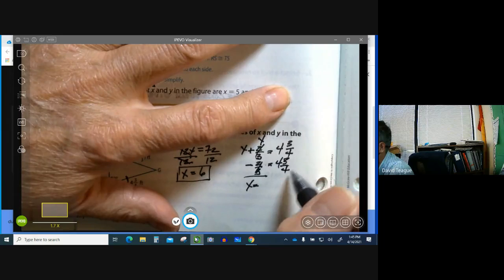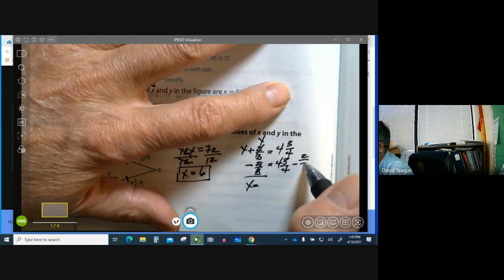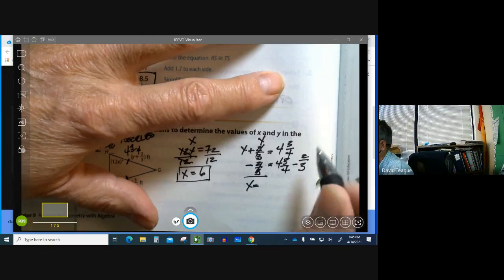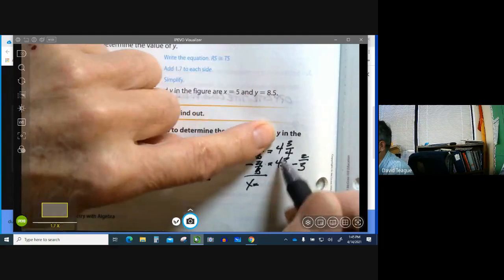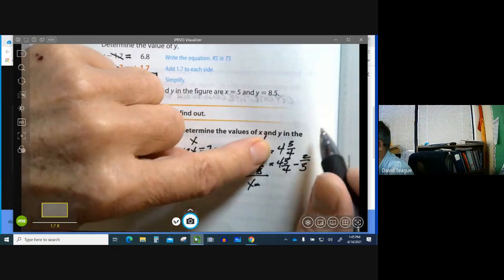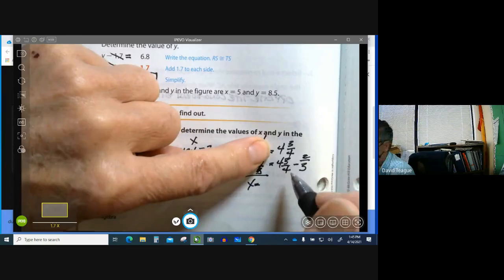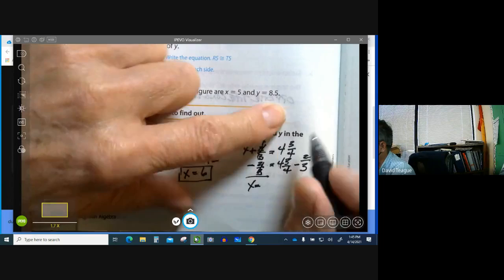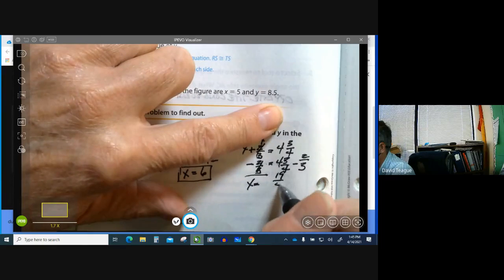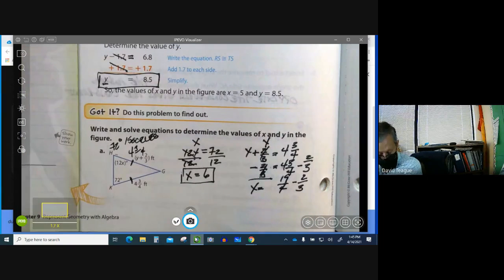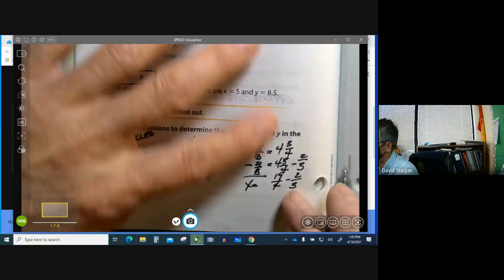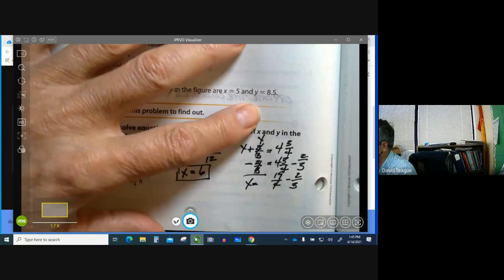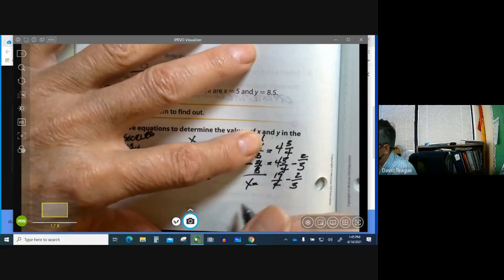So I have 4 3/4 minus 2/3. Well, I have a mixed number right here. I can't add and subtract a mixed number, so I have to change this into an improper fraction. 4 times 4 is 16, 16 plus 3 is 19. That makes this 19/4 minus 2/3. But when I add or subtract fractions, I have to have a common denominator. So I've got to come up with a common denominator. Well, let's just do 12. That's easy enough.